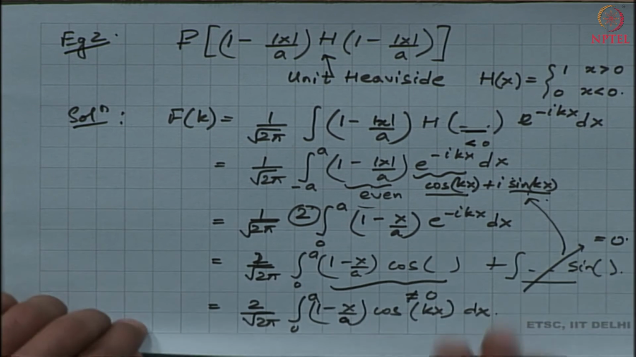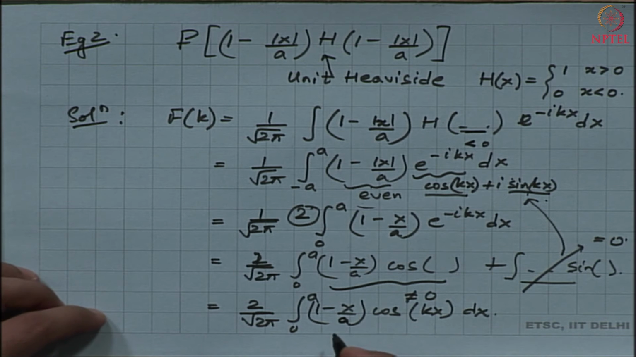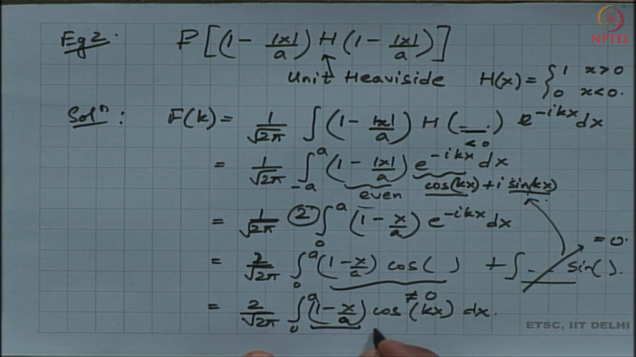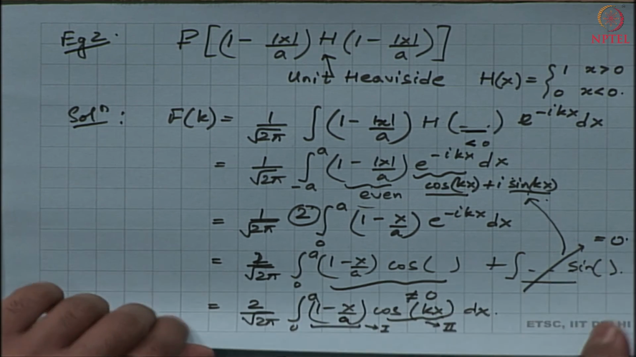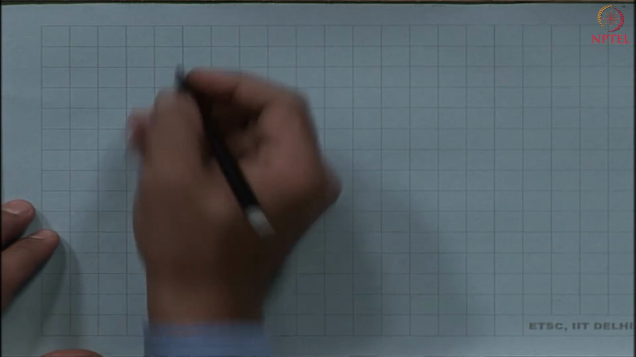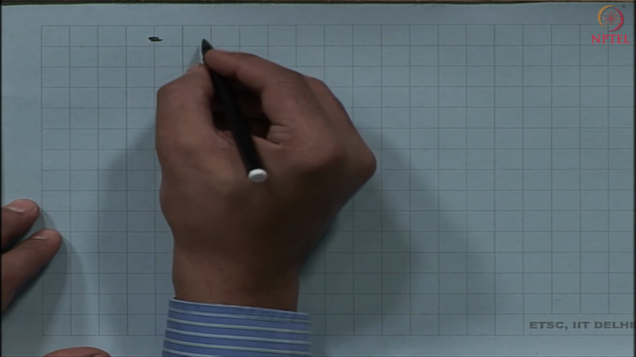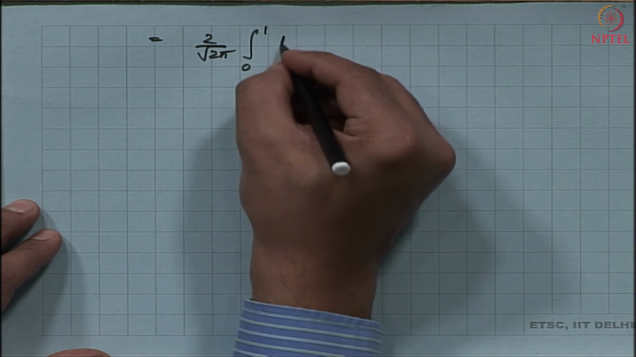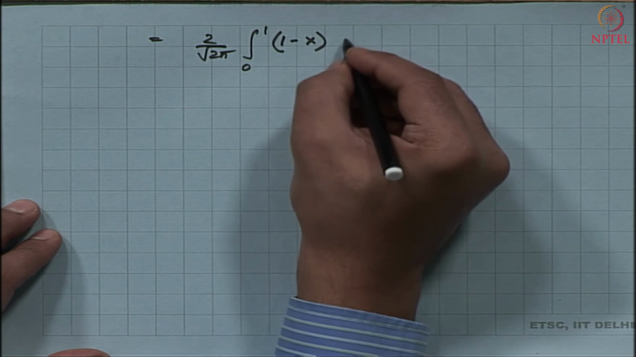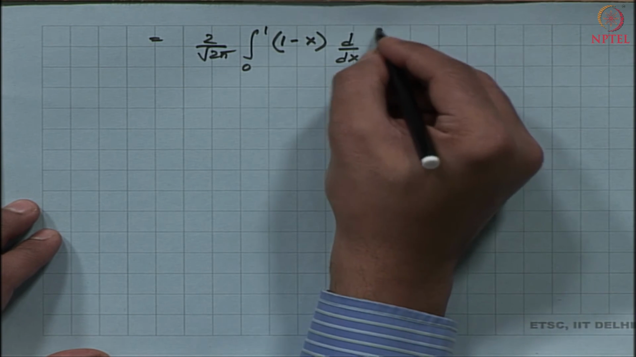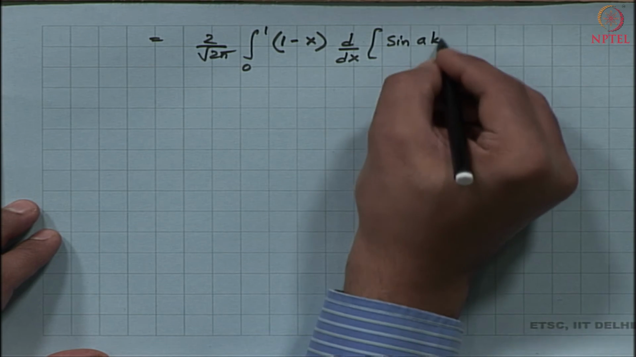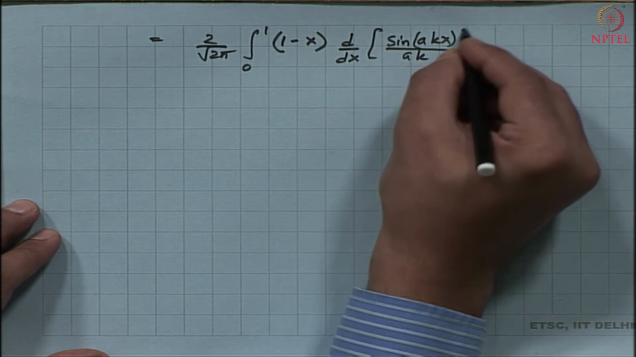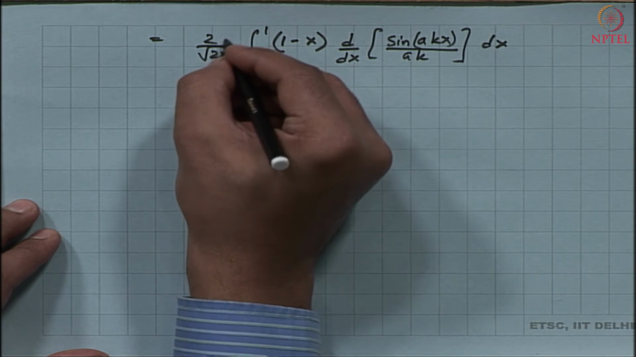So, then what to do next? We are going to use integration by parts. So, I am going to take this as my first function and this as my second function. Okay. So, let me write it down. So, I have the following: 2 by square root 2 pi, 0 to 1. I am now going to rewrite this integral as follows. So, this becomes d dx of sine a k x by a k, dx, and that brings in an a.